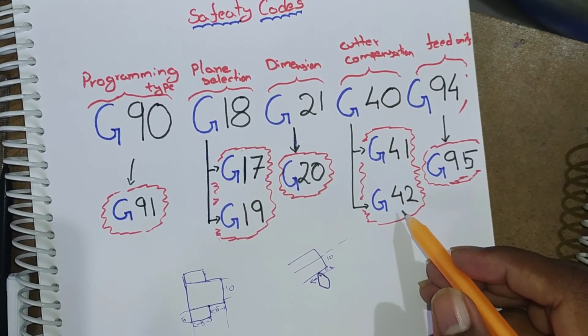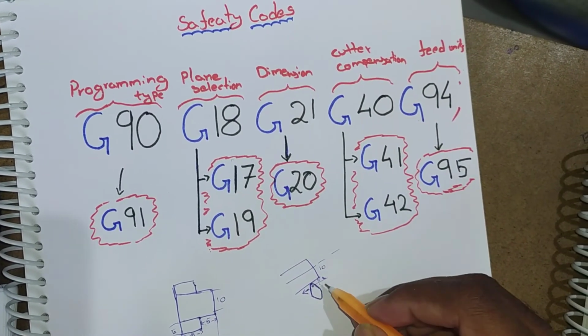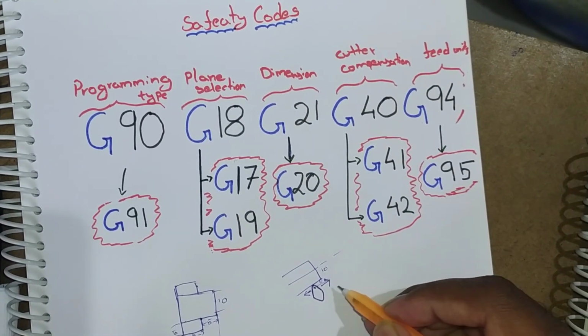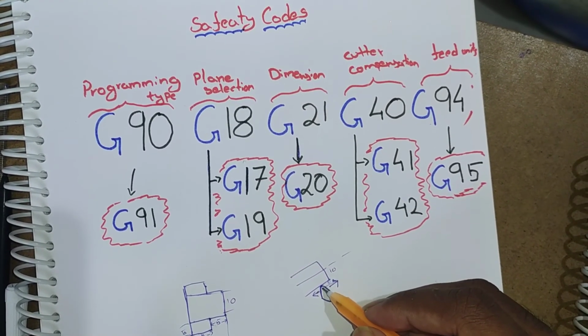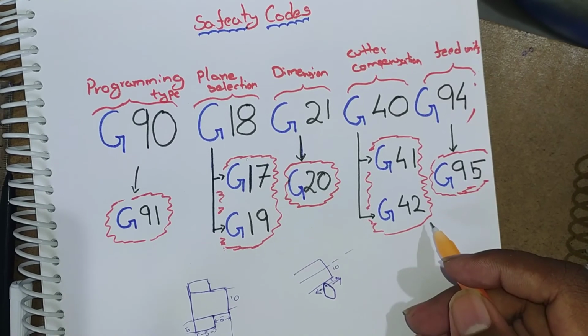Then after that is G42, which is cutter compensation right. If the cutter, meaning the tool, moves in the rightward direction and we want to make some compensation for the nose radius, we will use G42.